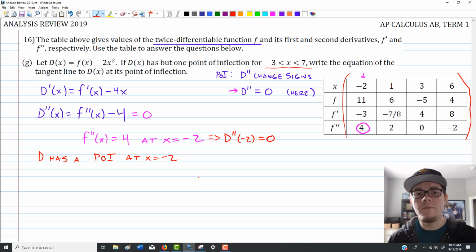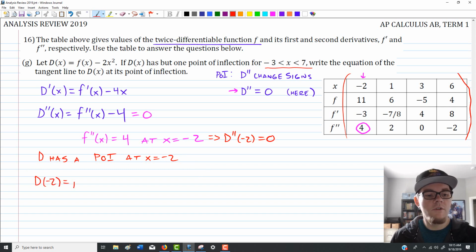So given that, now our job is to just write the rest of the equation of the tangent line. We've got a couple different things to go through. First, we need d of negative 2. So d of negative 2 is going to be f of negative 2 minus 2 times negative 2 squared. That's like too many 2's. f of negative 2 is 11, so we get 11 minus 8 equals 3.